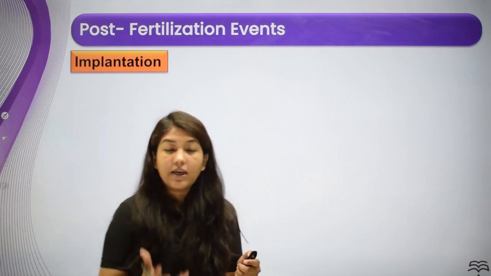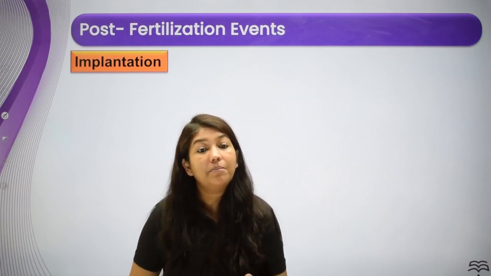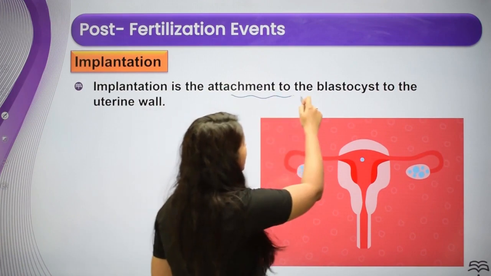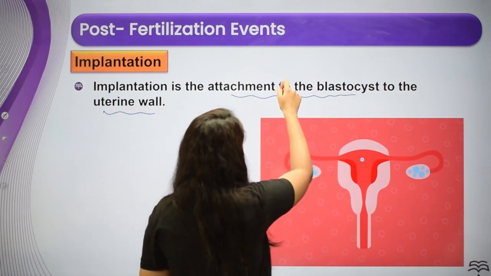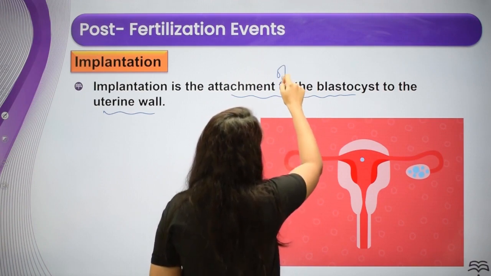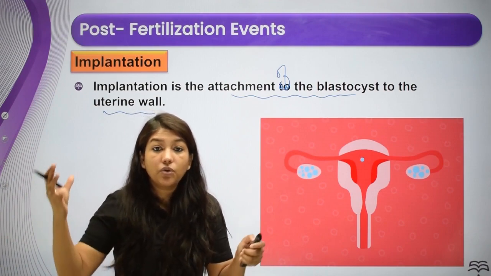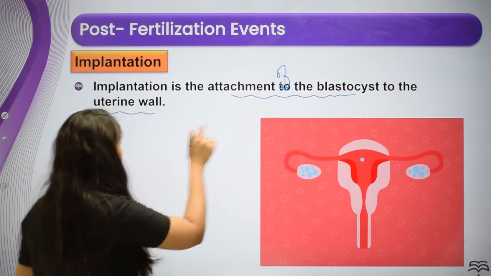क्लीवेज डिवीजन हो गया है, ब्लास्टोसिस्ट हमारे पास बन गया है. Now the next step is implantation. So what is implantation? It is the attachment of the blastocyst to the uterine wall. Okay, it is the attachment of the blastocyst to the uterine wall. The blastocyst is going to embed itself in the uterine wall. That is what implantation is.